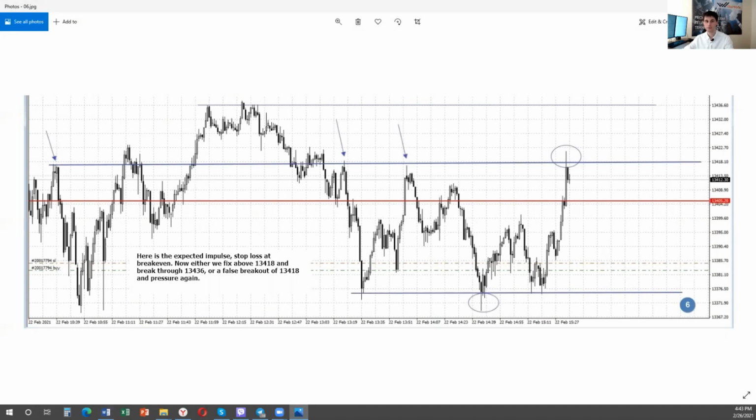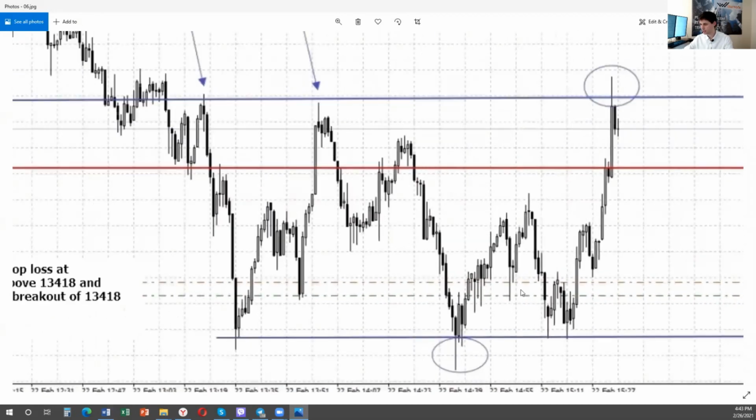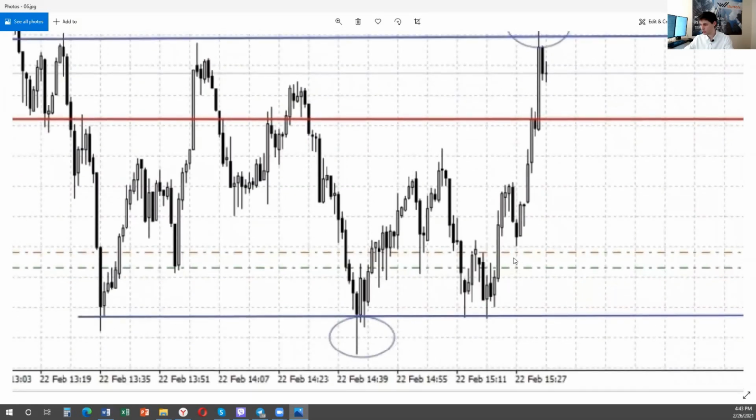Picture 6. This is followed by an impulse and stop loss at break-even, you see, from here to here. Because in case of a return to the entry point, the opposite scenario of a false breakout of 13,418 and an increase in pressure on the instrument is realized.